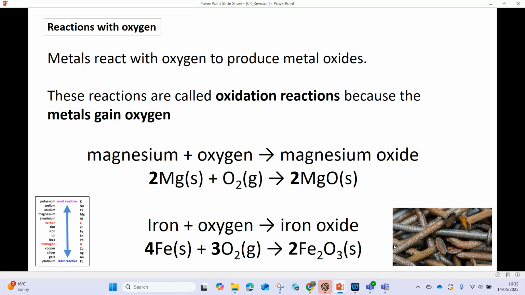And you can see also the state symbols. So S meaning solid and G meaning gas. And also iron. Iron and oxygen react to make iron oxide. There's the balanced symbol equation underneath. And you can see a photograph of some rusty iron nails. The rust is actually the iron oxide.